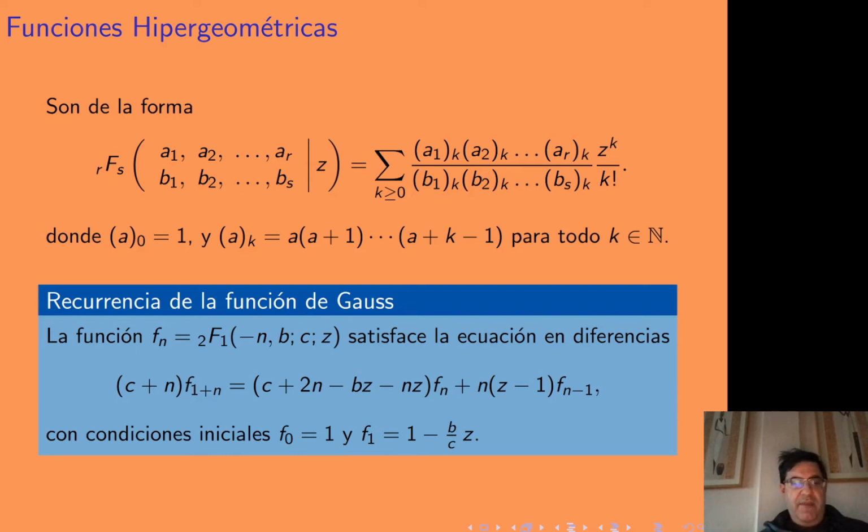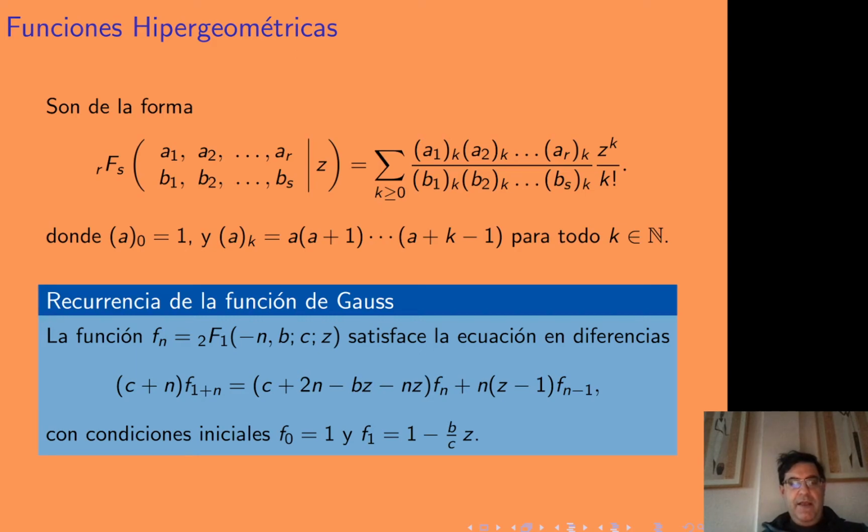So let me show you a little detail. Suppose that you consider f_n of z, if you want, like the hypergeometric series 2F1 with parameters minus n, b, c, and z. This is called the Gauss function. Well, the Gauss function is more general, with a, b, c, z, so I'm going to consider this particular case. This is in fact a polynomial in z of degree n. And it's not difficult to see that these numbers satisfy this recurrence relation.